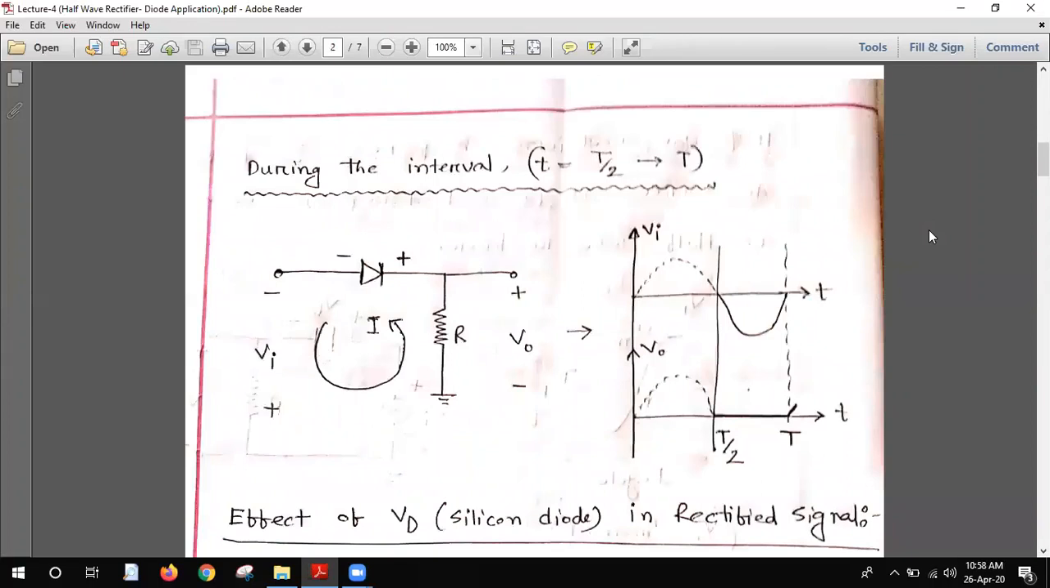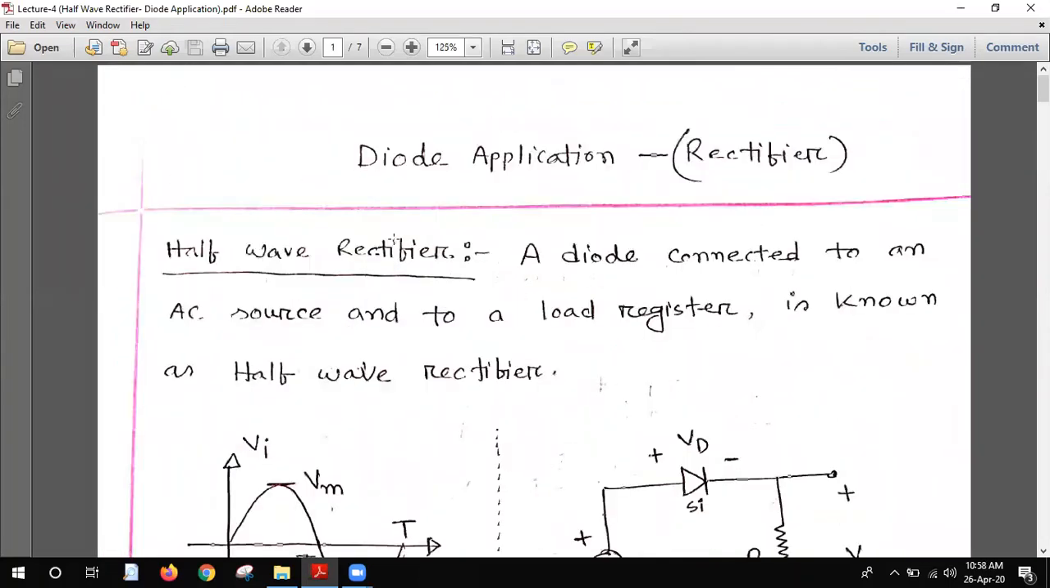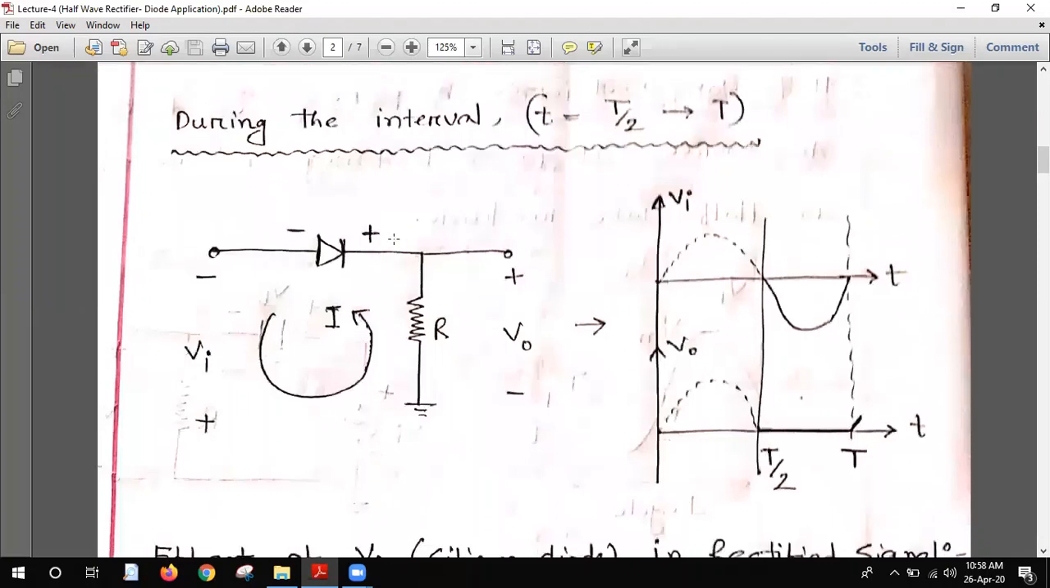Now, how does it work during the negative cycle? Let's see what happens. Now the input sign will be changed, because we are dealing with the negative cycle, from this point to this point. You follow my drawing, this cycle. So now it is the negative cycle, so the sign has been reversed.